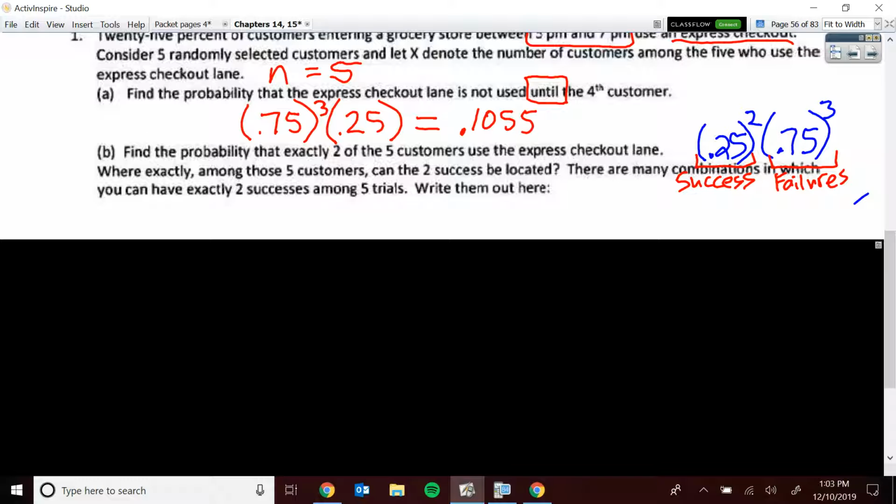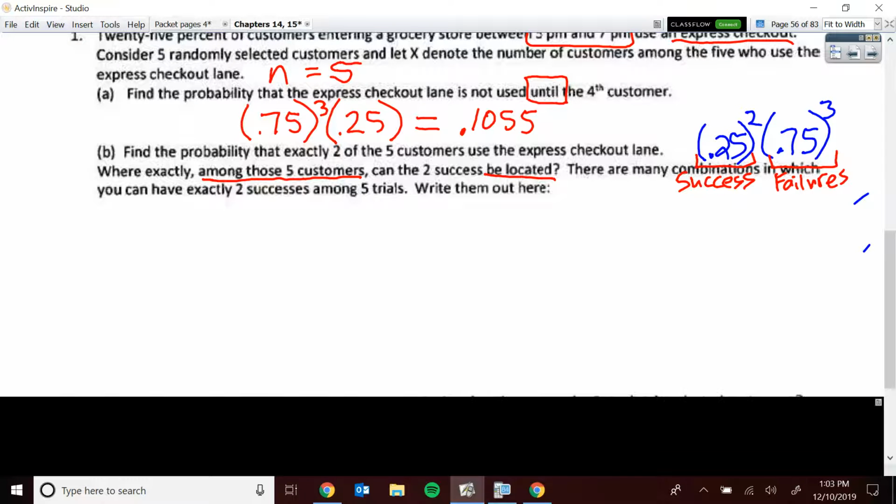That would be like saying the first 2 customers are going through the express checkout lane. There are many different ways amongst the 5 that you can have 2. So where are these 2 successes located? Let's explore that. I want you to first draw yourself 4 sets of 5 customer spaces, and let's see what that does for us.